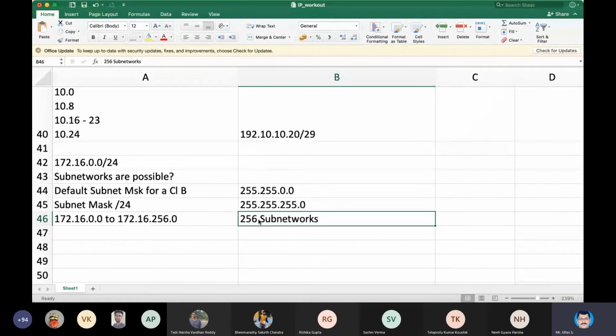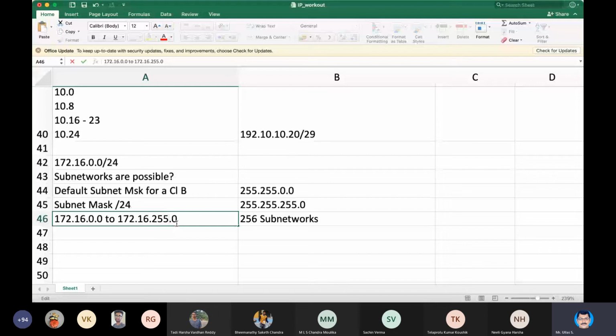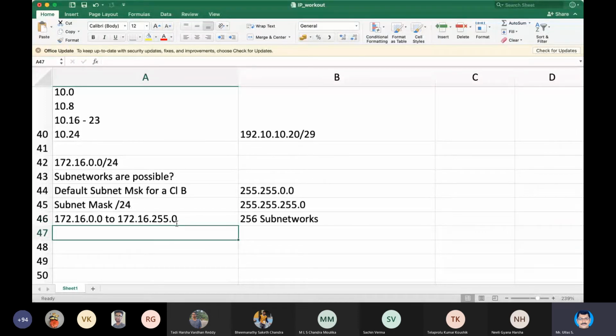Excuse me, sir. Shouldn't it be .255.0 instead of .256.0? It is 255.0. You are right. 256 is not possible. It is 255, because that is the highest number you can have in 8 bits. Who noted down that mistake? Maulika, sir. Good. Thanks, Maulika. Good observation. It is supposed to be 255. Thank you, sir. Have you all noted this down?